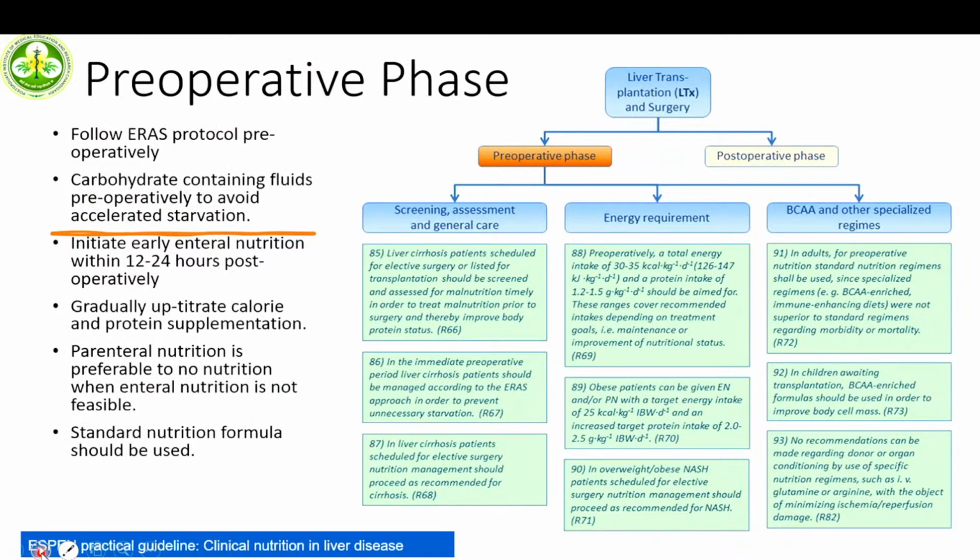So the ERAS protocol in the perioperative phase is enhanced recovery after surgery. Again, in the preoperative phase, once we have optimized the patient, prevented any decompensation or worsening, or reduced the amount of fasting period, we actually calculate the energy requirement and decide whether the patient needs only enteral nutrition as in home-based feeds or additional supplements, which have been discussed. The role of BCAA and specialized regimens is we are waiting for more data. It's probably going to be generated from India. And how this has to be given over standard diet needs to be looked at.